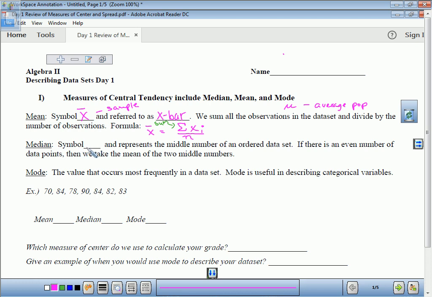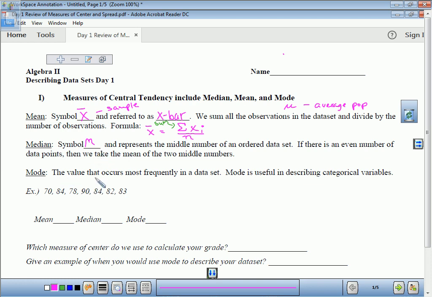All right, median. The symbol for median is an M. It represents the middle number of an ordered data set. Generally it's least to greatest, but it could be greatest to least because the median is the middle. If there's not exactly one piece of data in the middle, if there's an even number in our data set, you would take the two pieces of data that lie in the middle and average them. That's how we would find the median.